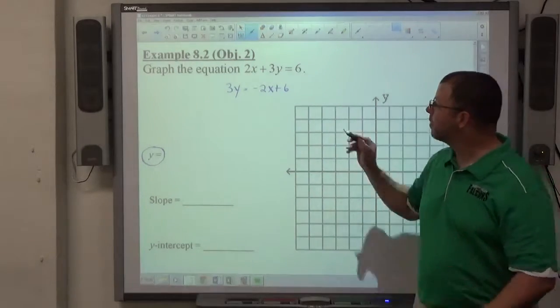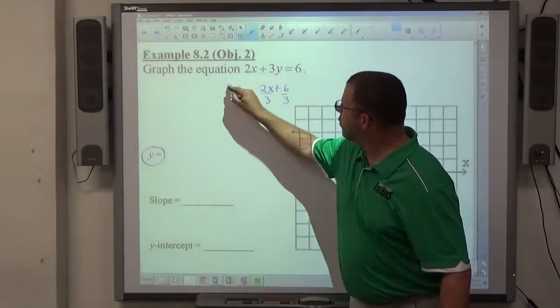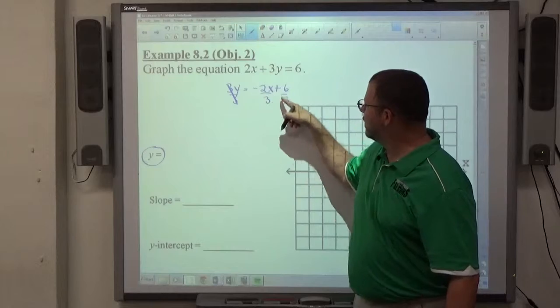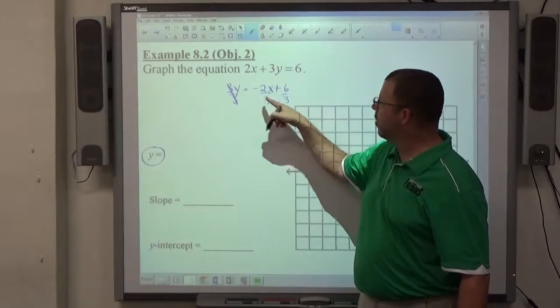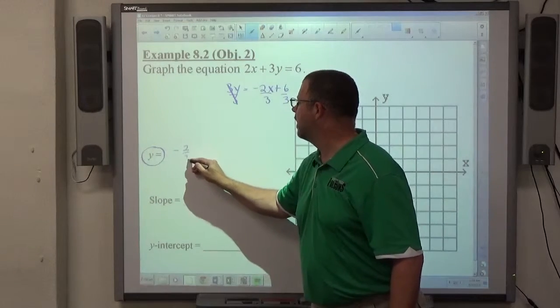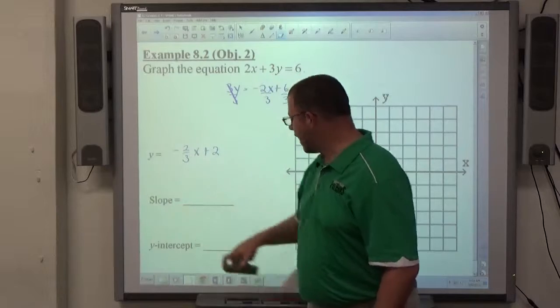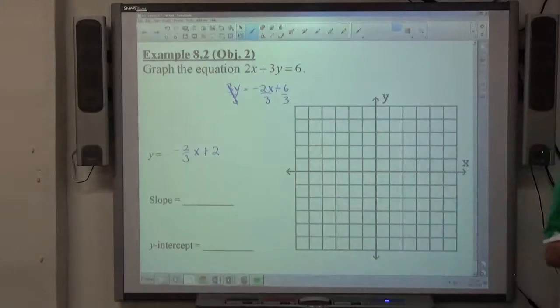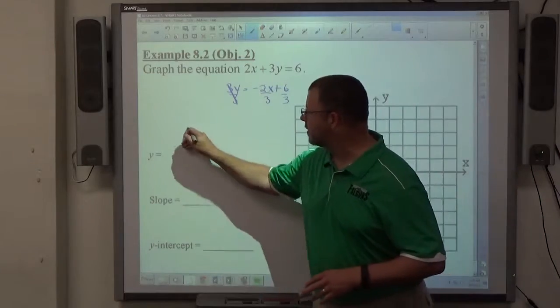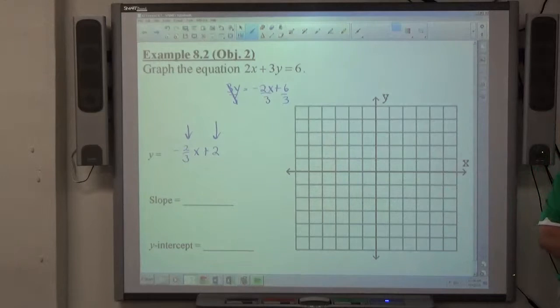Divide by 3, divide by 3, divide by 3. Those cancel. That doesn't. This reduces, right? So that's y equals. What's left is negative 2/3 x plus 2. So that's my first step. If I'm going to use the slope-intercept method of graphing, get it to say y equals everything else. And again, my recommended order is the x term first, the constant second. That's just what I recommend.